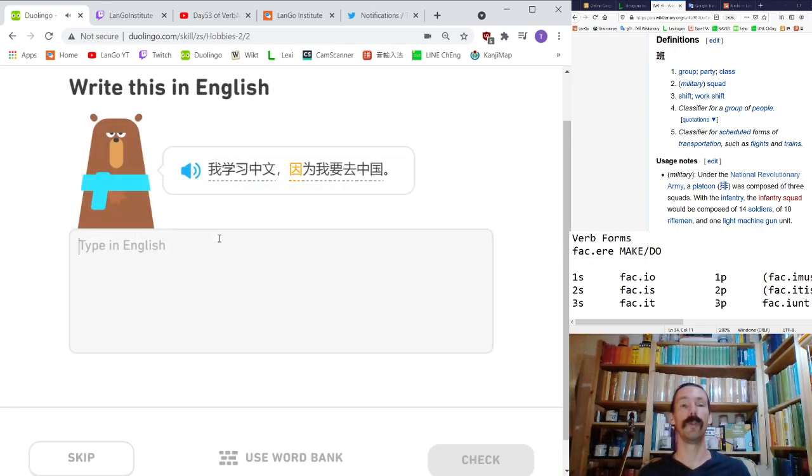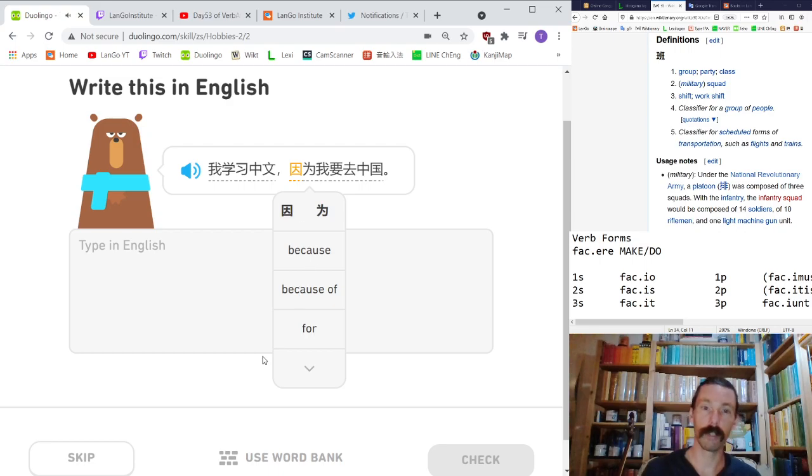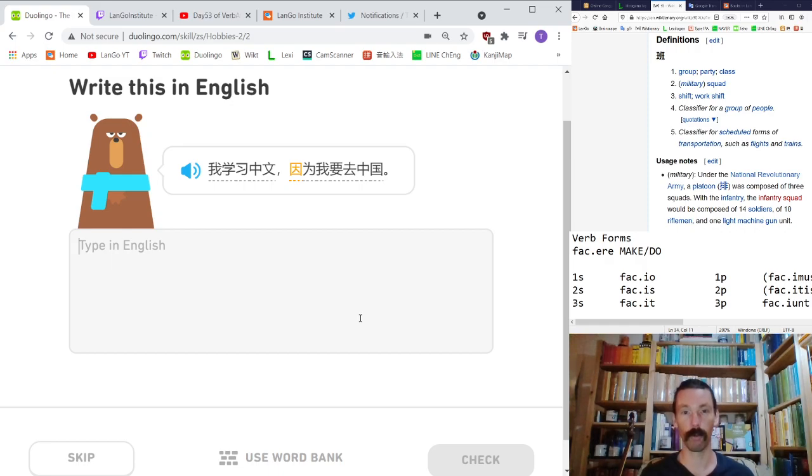我学习中文因为我要去中国. 因为 sounds like two high tones. Interesting. How does he say it? 因为, first tone, second tone, okay, that's how I hear it. I've read that it can also be with first and fourth. 为 also has a second tone reading. Many characters have more than one way that they're pronounced. All right, I study Chinese because I want to go to China.